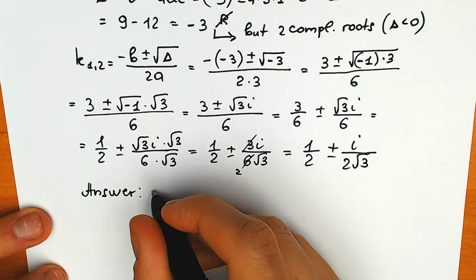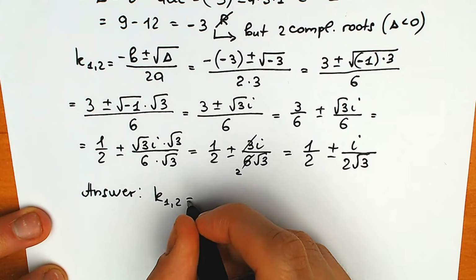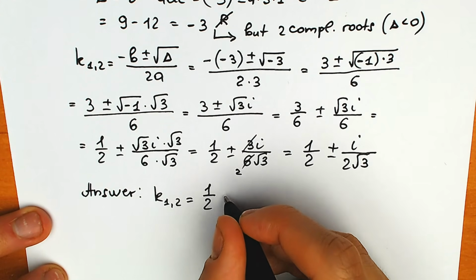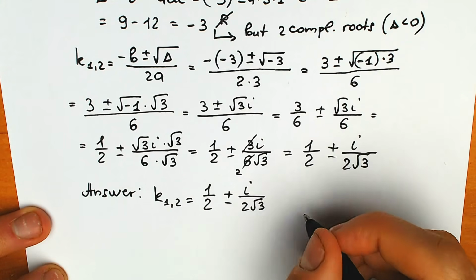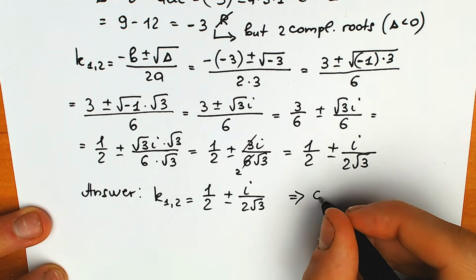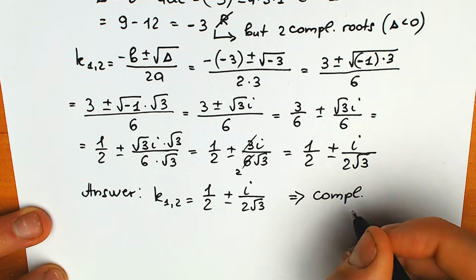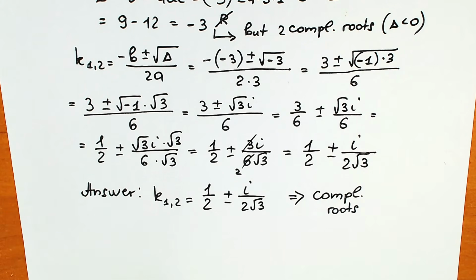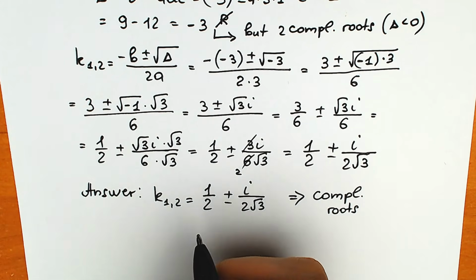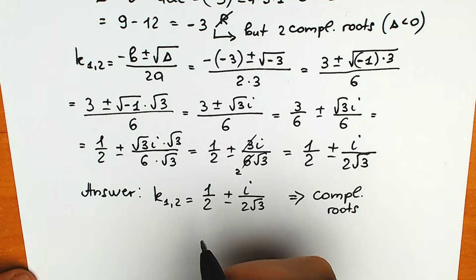So k first and k second are equal to 1/2 plus minus i over 2 square root of 3. These are both complex roots, and basically we don't have real number roots. And right now, a few thoughts about our question from the beginning.